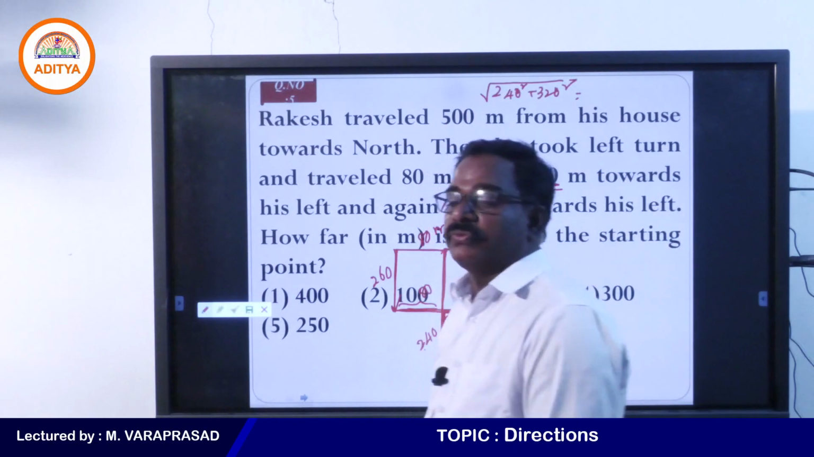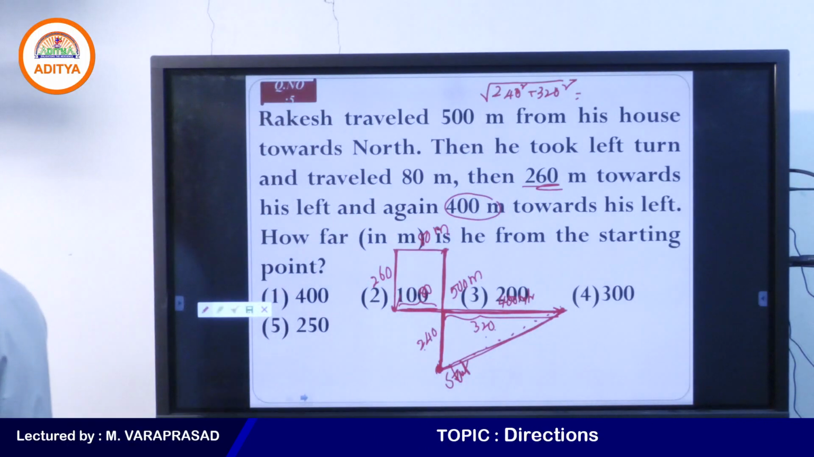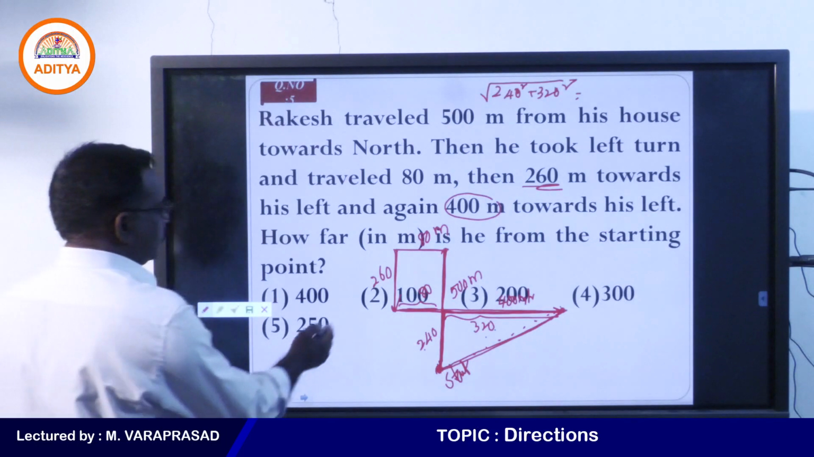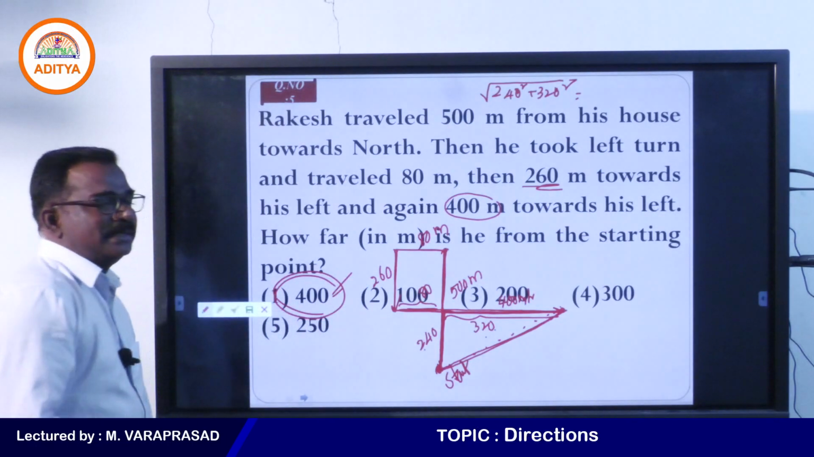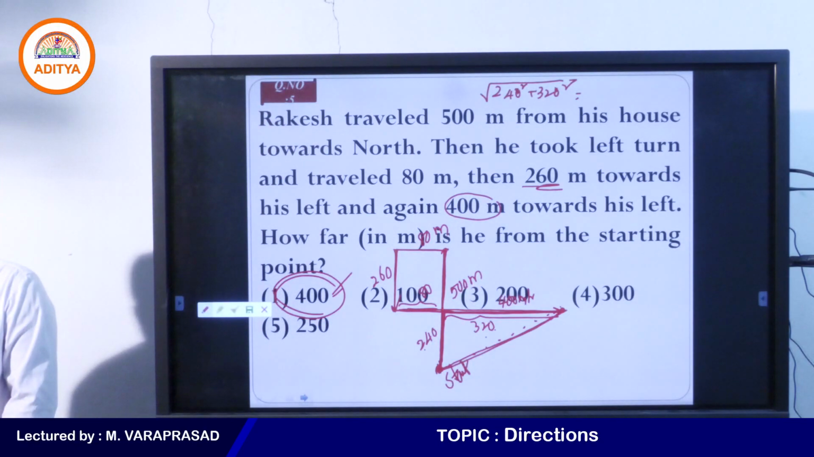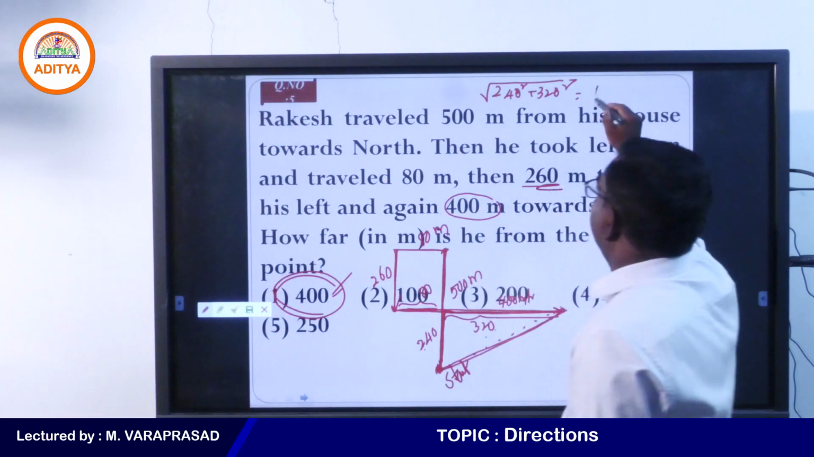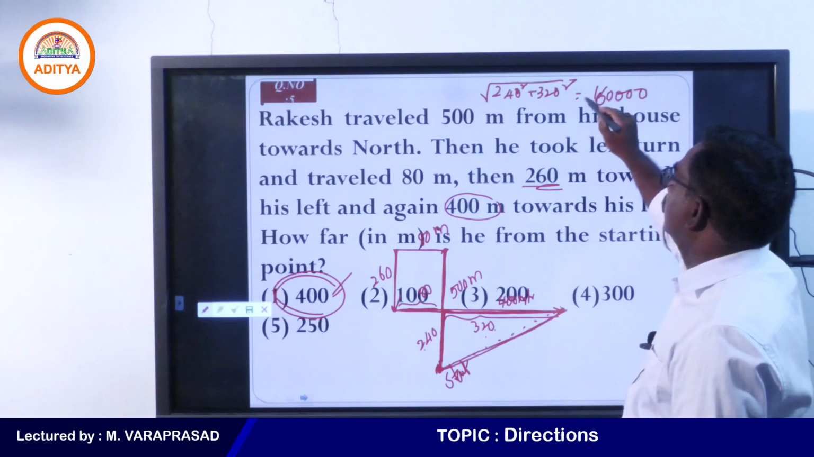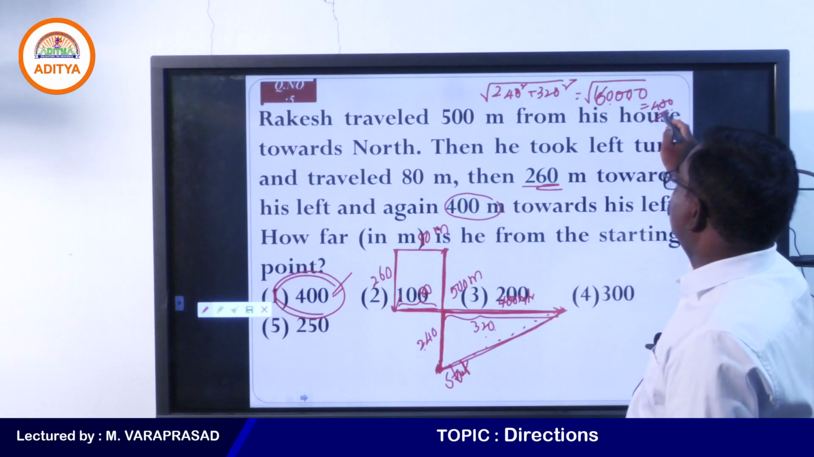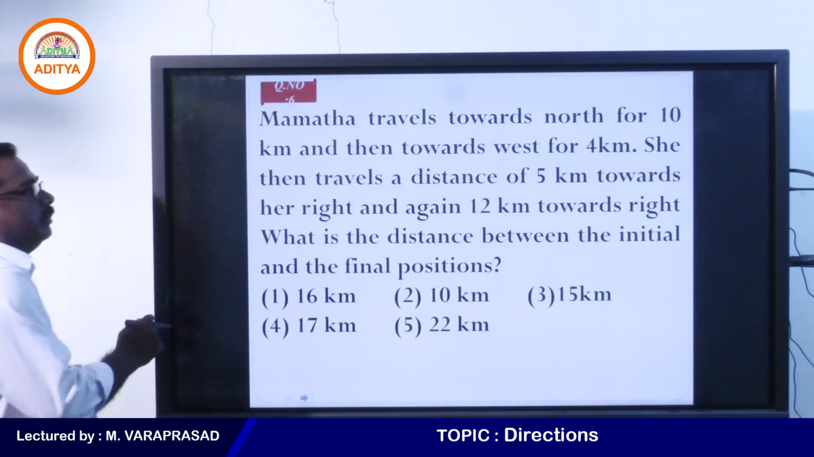240 square, 24 square is 576. Yes, 32 square is 1024. So totally you will get 1,60,000, which means the answer is 400. Yes, the answer is 400. Right, one more example is there on the board.